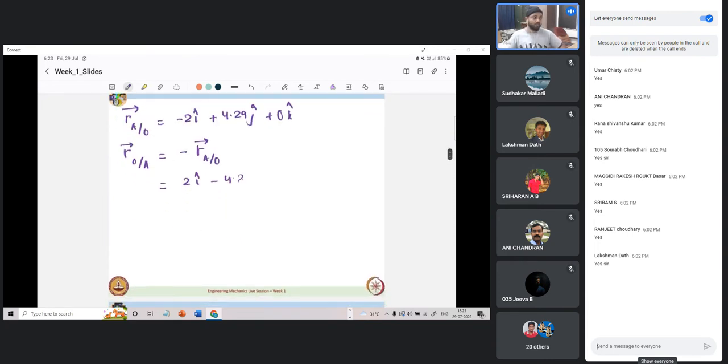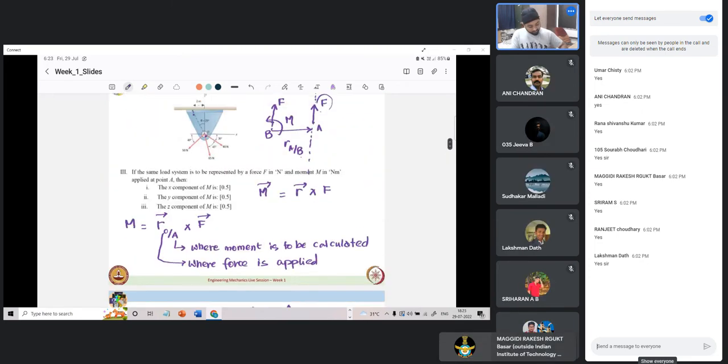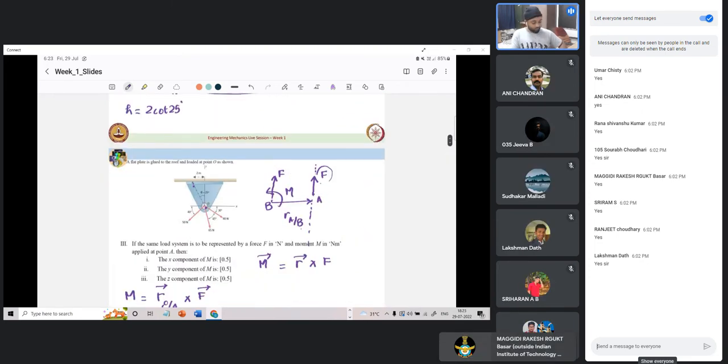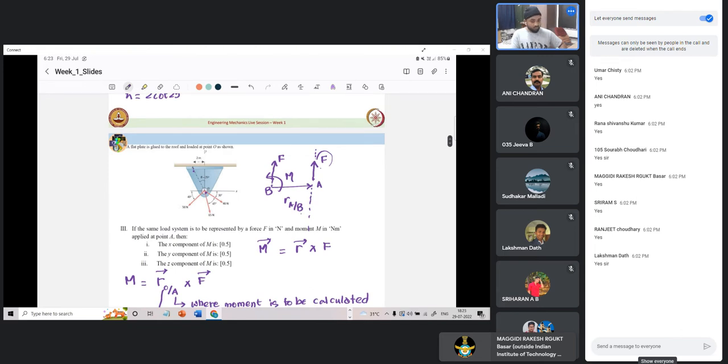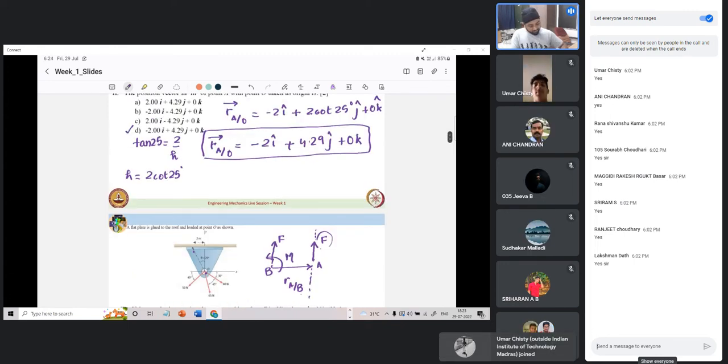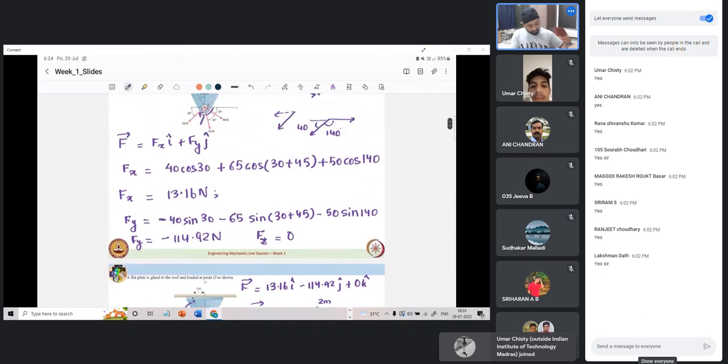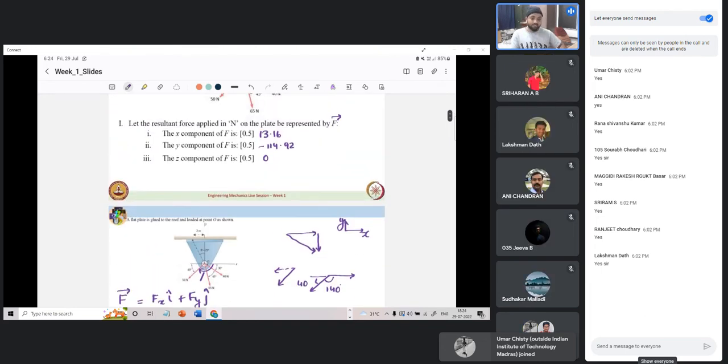Okay. So anybody, can you just type in the answer that you have got? ROA is clear. Moment we have to calculate. R we have got. R is what? 2 I minus 4.29 J. F we had calculated it here if you remember. What is F? 13.16 I cap minus 114.92 J cap plus 0 K cap. That is your force.